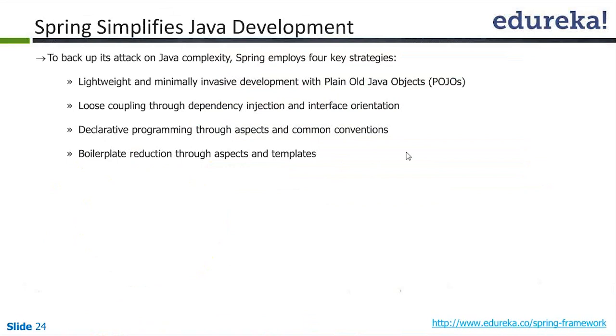Spring simplifies Java development. How? To back up its attack on Java complexity, Spring employs four key strategies. First, lightweight and minimally invasive development with plain old Java objects, which we usually call POJOs. A POJO means a class with some attributes or data members, associated with either constructors or setter and getter methods, which does not extend or implement any framework-related classes or interfaces. That is what we call a plain old Java object.